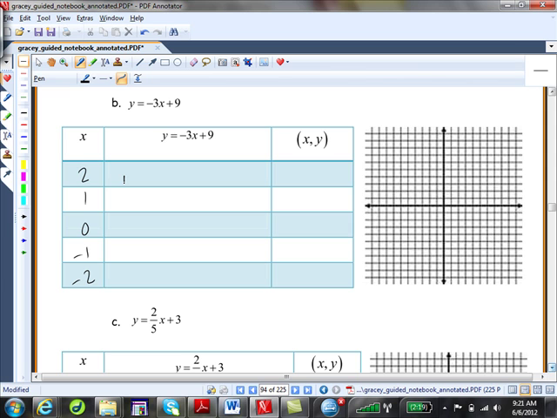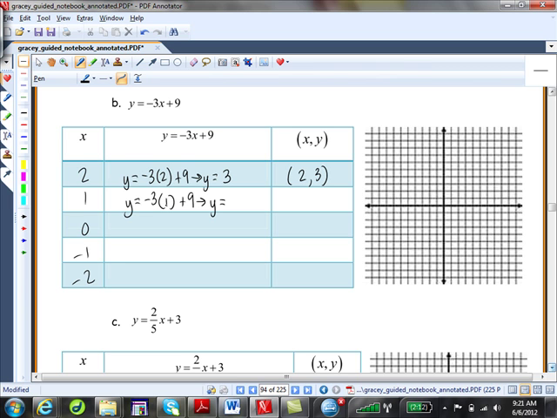So here I'll get y is equal to negative 3 times 2 plus 9. So y will be, do you see I'll get negative 6 plus 9, so I'll get an end result of 3. If you need more room, get some scratch paper and work it out there. So I'll end up with the ordered pair 2, 3. Okay, and then y equals negative 3 times 1 plus 9. Y equals, let's see what we have.